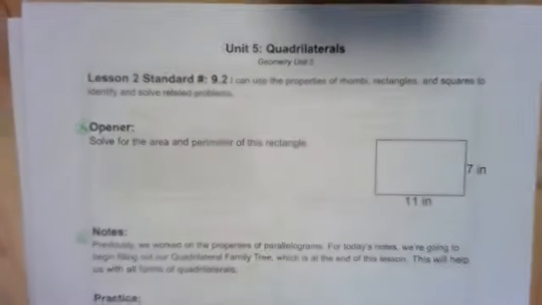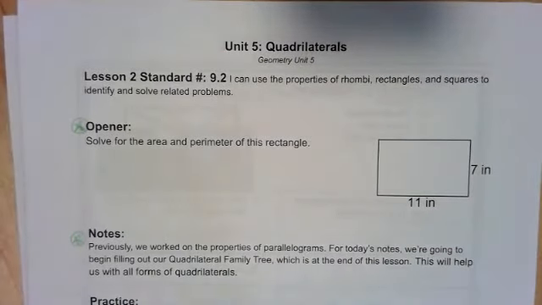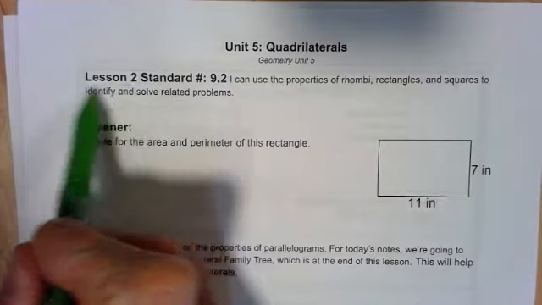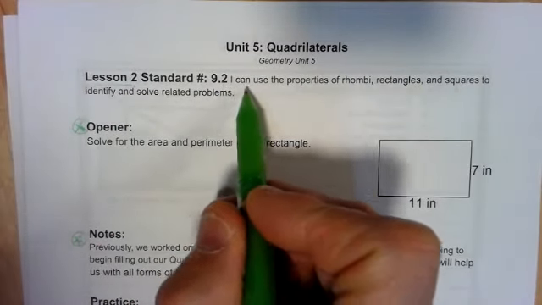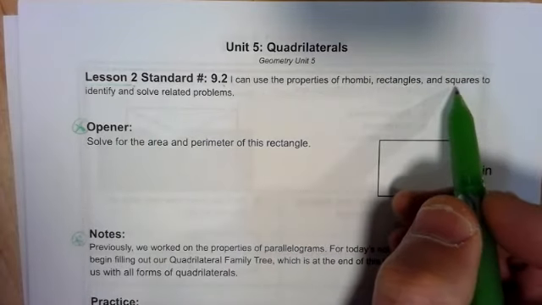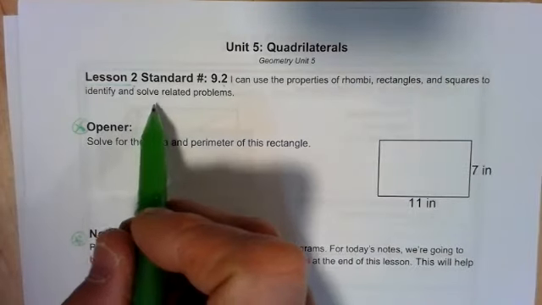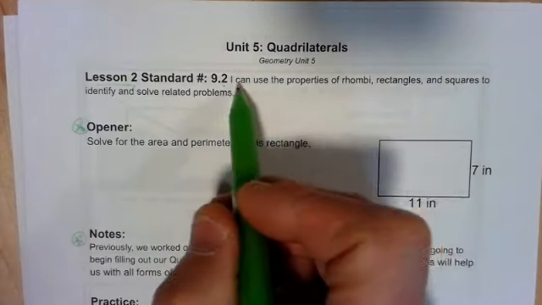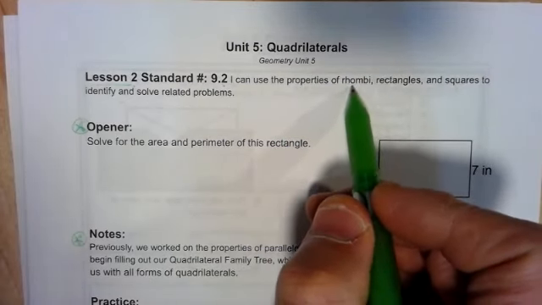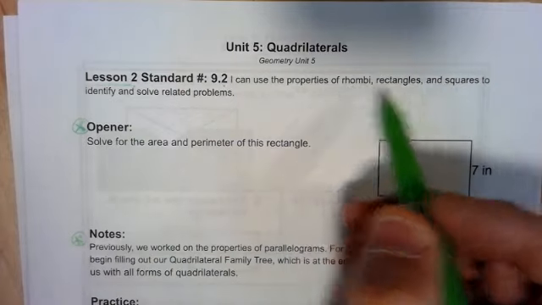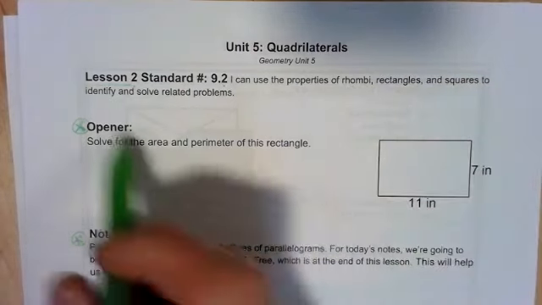Today we're going to talk about Unit 5, quadrilaterals, and we're going to be doing Lesson 2. In this lesson, we're going to be talking about Standard 9.2: I can use the properties of rhombi, rectangles, and squares to identify and solve related problems. Yesterday we did parallelograms. Today we're going to be doing rhombi, which is the plural of rhombus, rectangles, and squares.